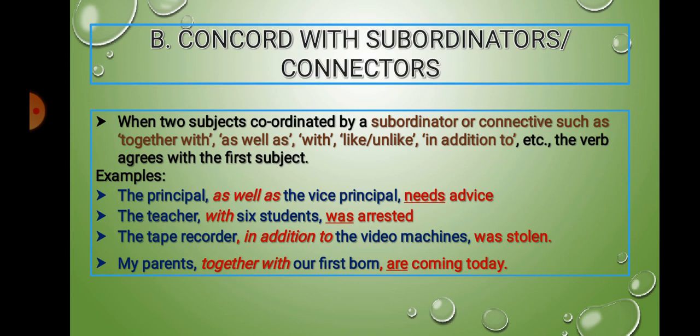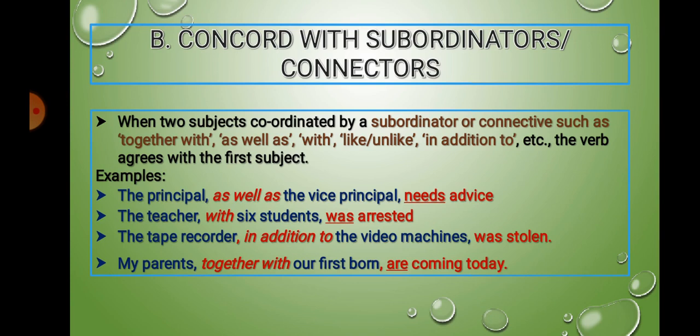Let's check the examples. The principal as well as the vice principal needs advice. The verb needs agrees with the first subject, which happens to be the principal. So let's check the second example. The teacher with 6 students was arrested. The first subject here is the teacher. Then it's in agreement with the verb was because it is singular.